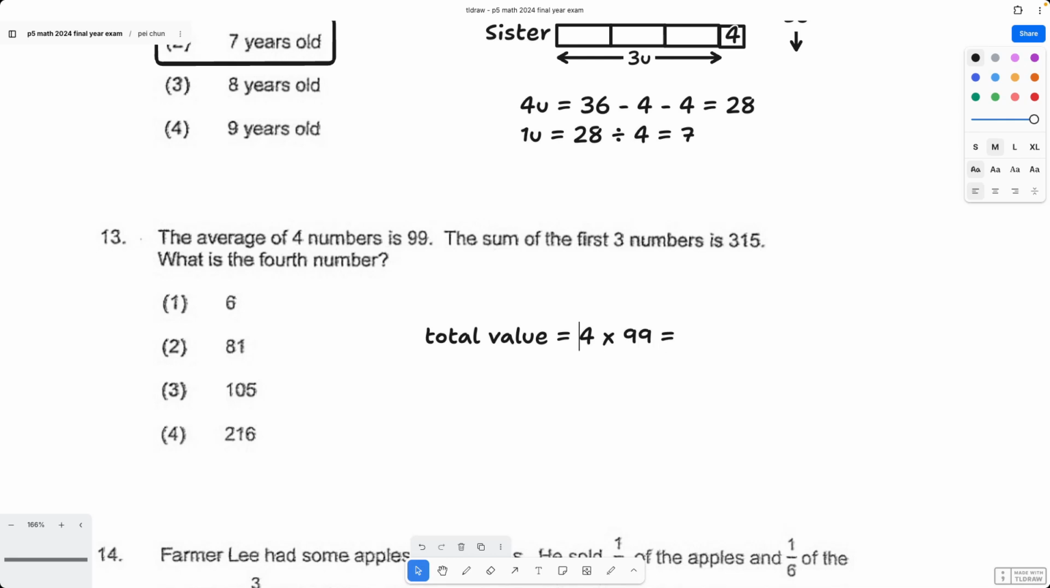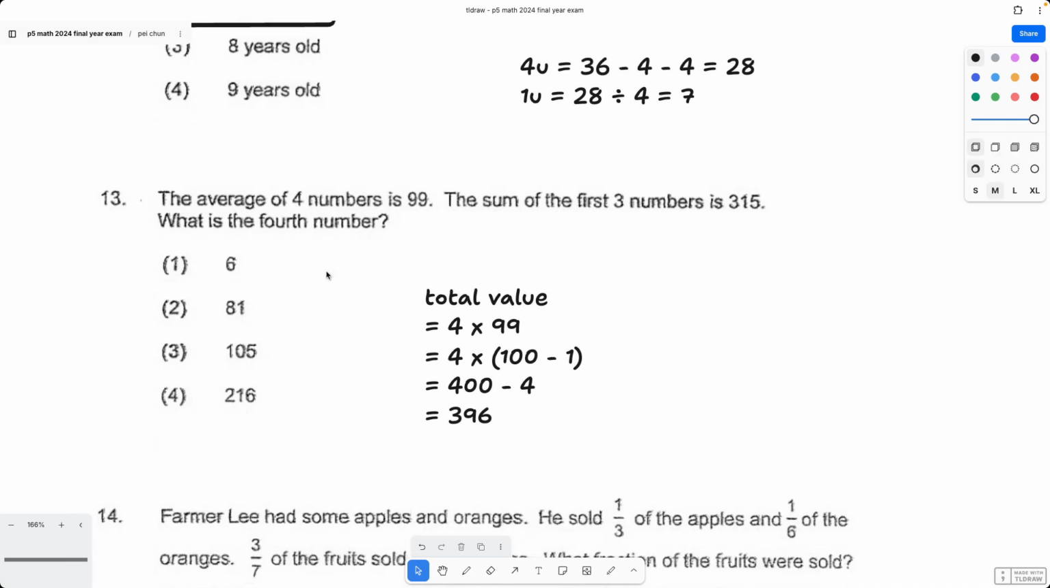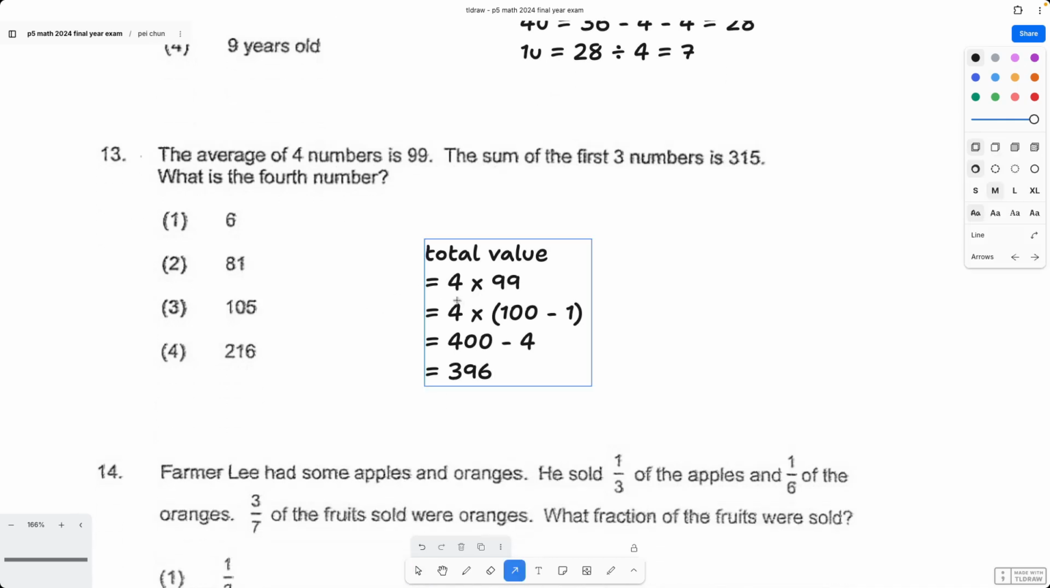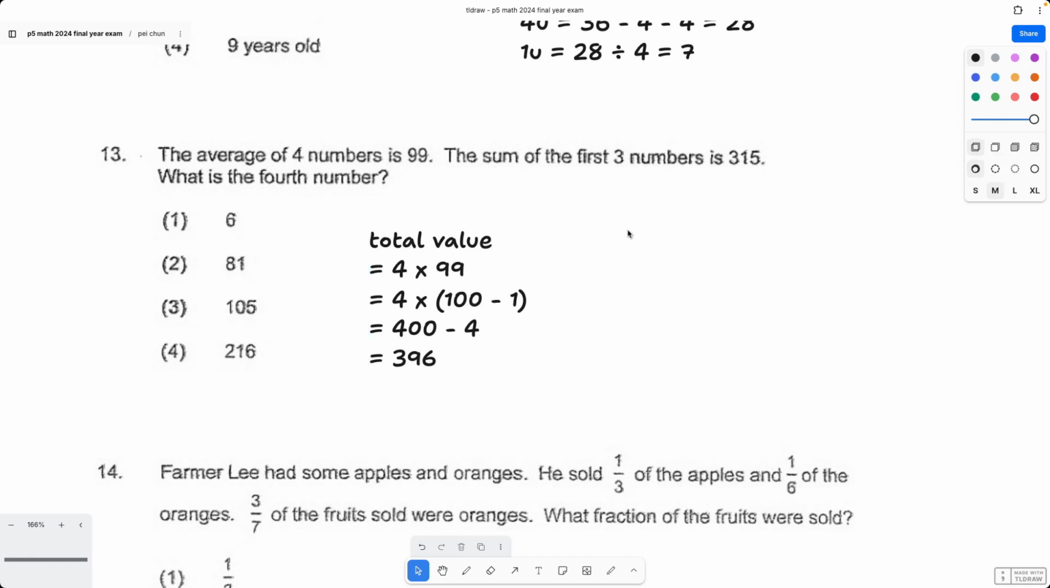Okay, so I'm going to give you a hack, right? So 4 times 99 is equal to 4 times, and then we put brackets, 100 minus 1, correct? So that means this is 4 times 100, so 400 minus 4. Okay, then this will give you 396. Hack of the day. Okay, so 4 times 100 is basically 400 minus 4, and this is 396.